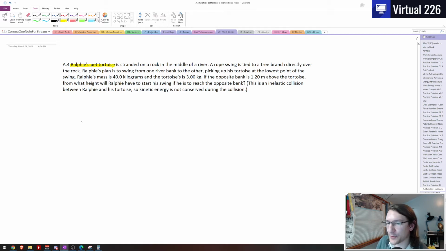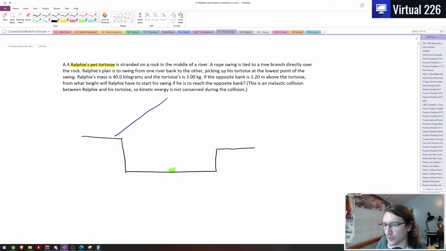Okay? So here's a really bad drawing of this, because we know how I draw, right? So there's a riverbank and there's another riverbank, right? Ralphie's tortoise is right here. And Ralphie's gonna swing from here. He's gonna go pick up the tortoise and then get out. Okay? Don't ask me how his rope does that. I don't know. This is just the drawing.